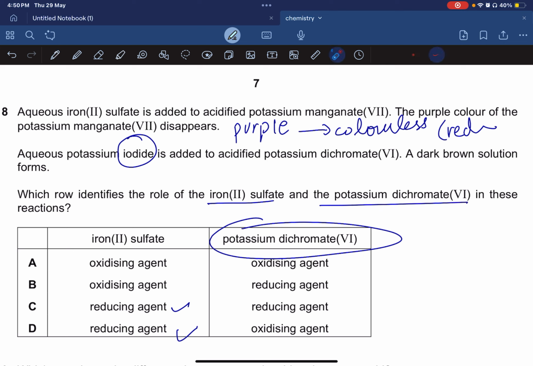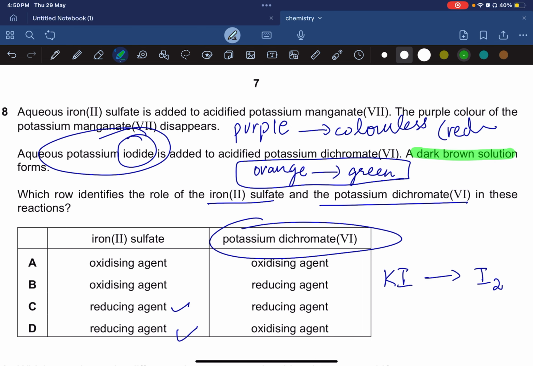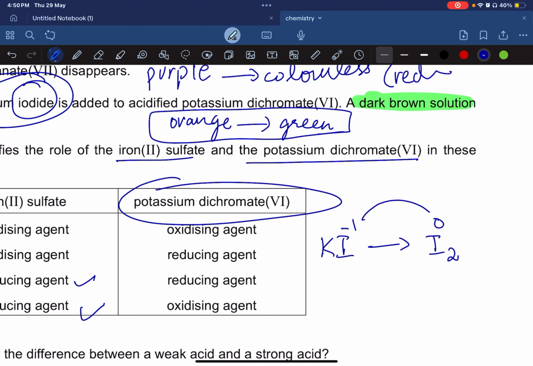I guess that's going to be a tricky one for you guys, but you just need to understand that potassium iodide, okay, you're adding dichromate. Dichromate basically turns from orange to green. Okay, that's what it turns into, from orange to green. And what's basically happening is, because you have added potassium iodide, from KI, it forms I2. Iodine is being formed, and that is the dark brown solution that's being formed. Okay, so over here you had a negative 1, over here you have a 0. You're going from a negative 1 to a 0.